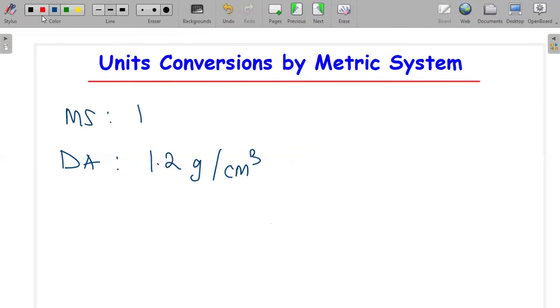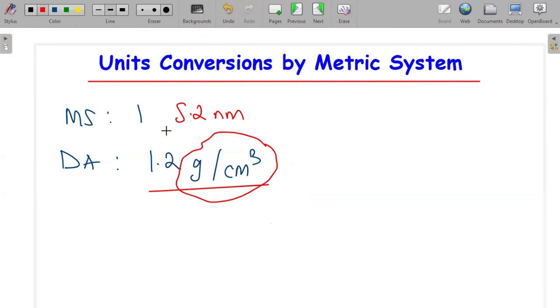So when you are converting such measurements where there are 2 units attached like that, we're going to be using dimensional analysis. That will be for the next class. In this class, we're just going to be using the metric system, meaning we're just having 1 unit. For example, 5.2 nanometers. How can we convert this to meters? That's what we're going to be discussing in this video.